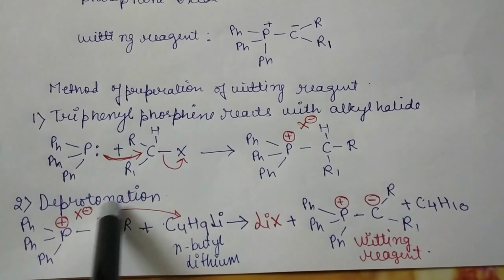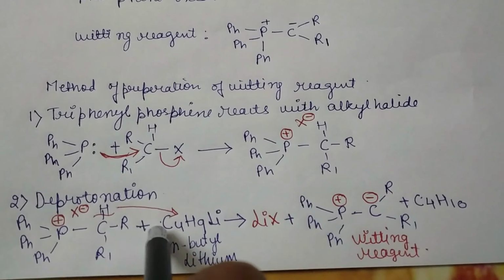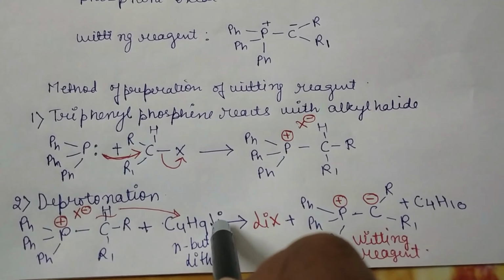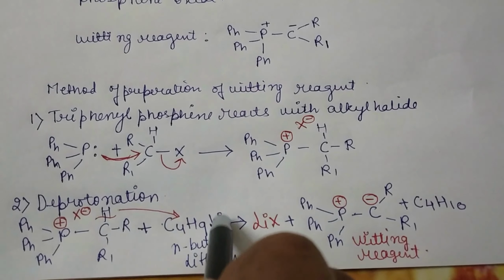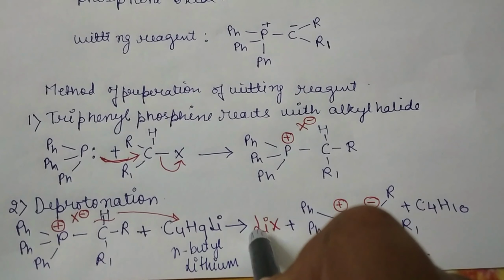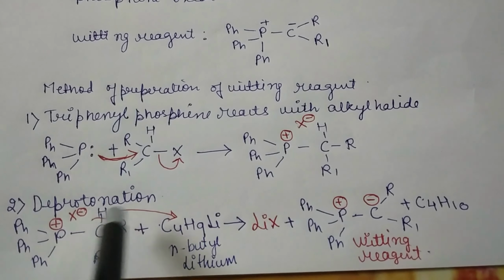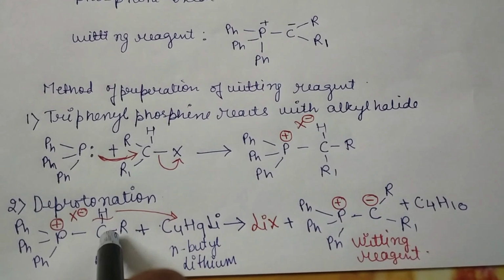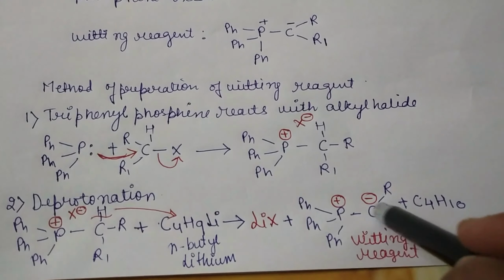In the second step, deprotonation by n-butyllithium, here C4H9Li, it will take this hydrogen, and the lithium ion and the halide ion will form LiX, and this is the triphenylphosphine with carbon and these two alkyl groups. So this is our Wittig reagent.